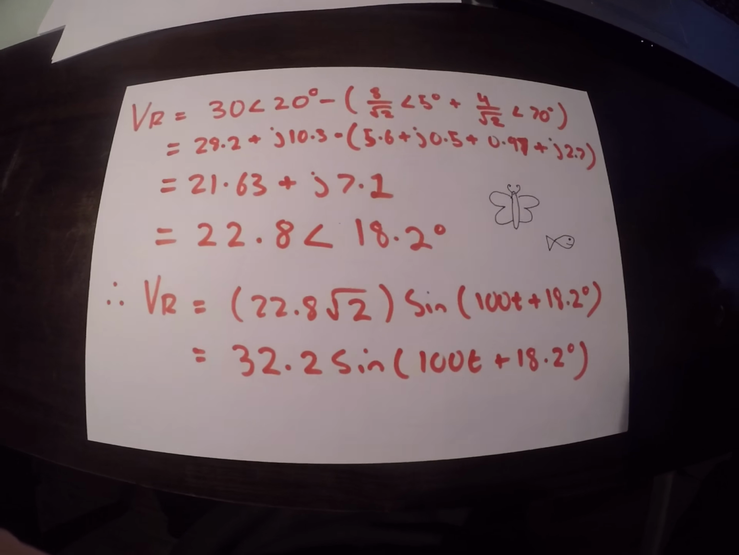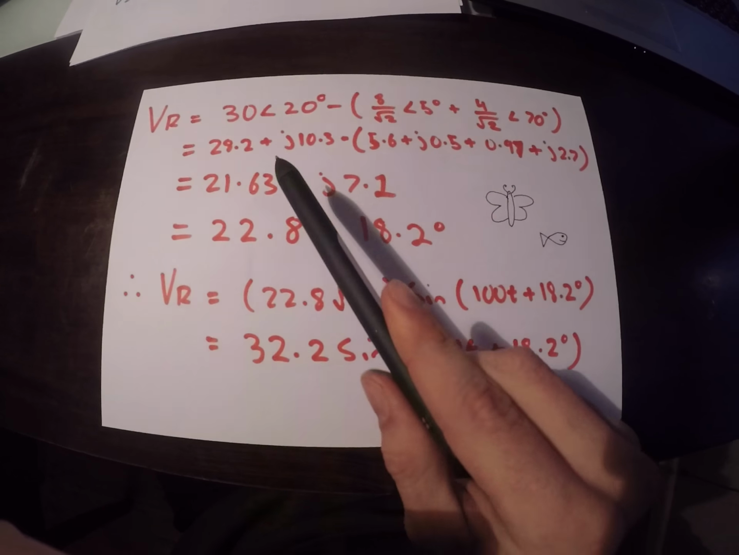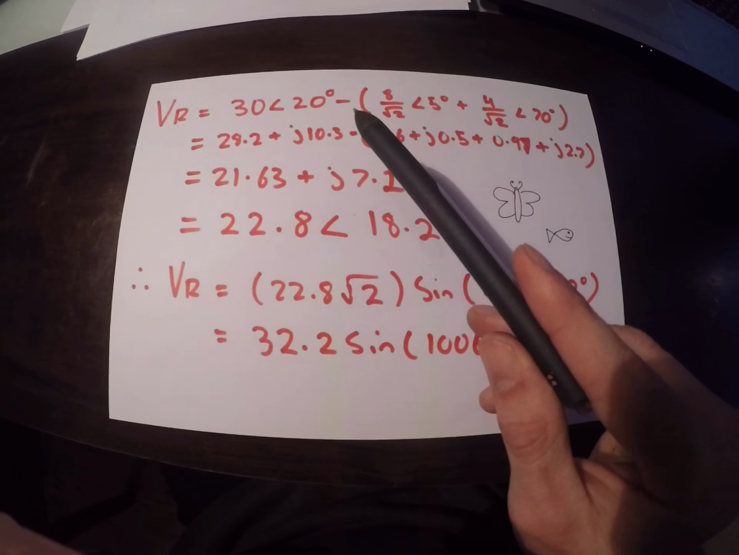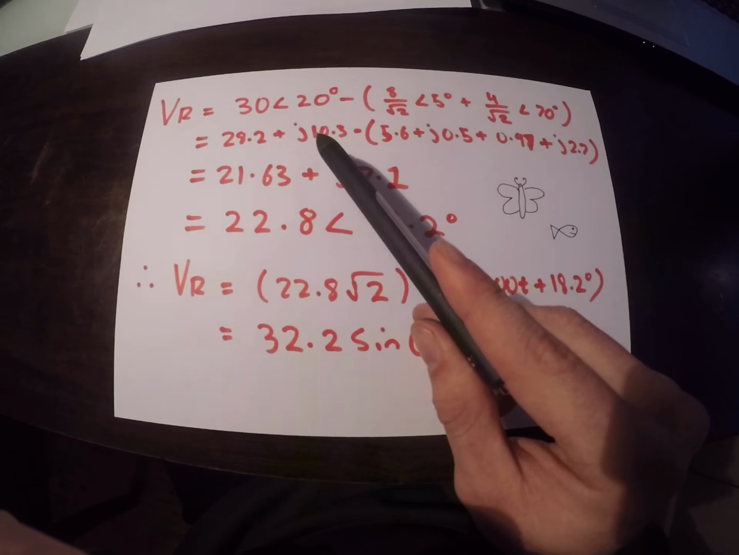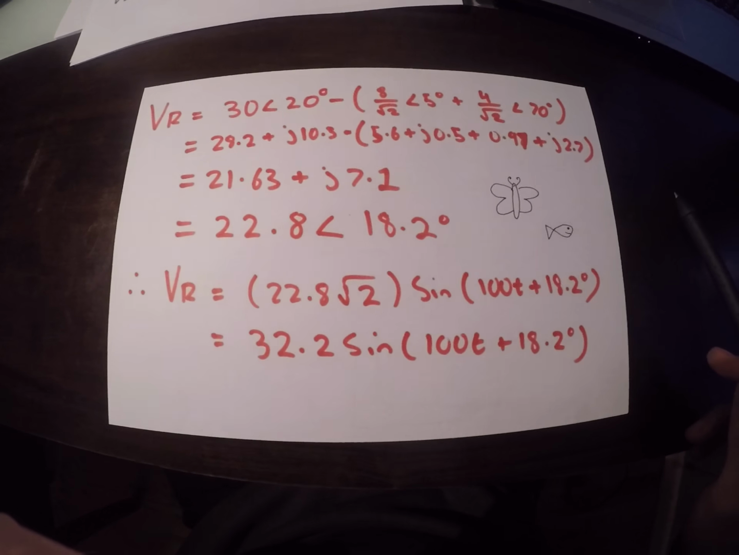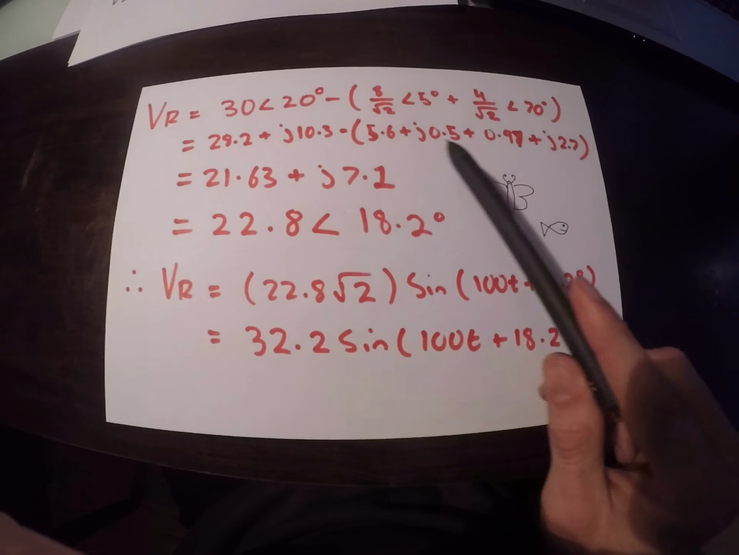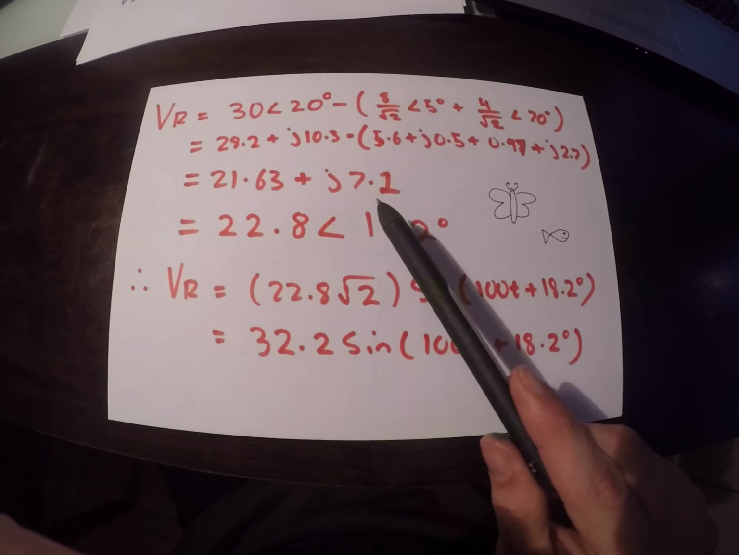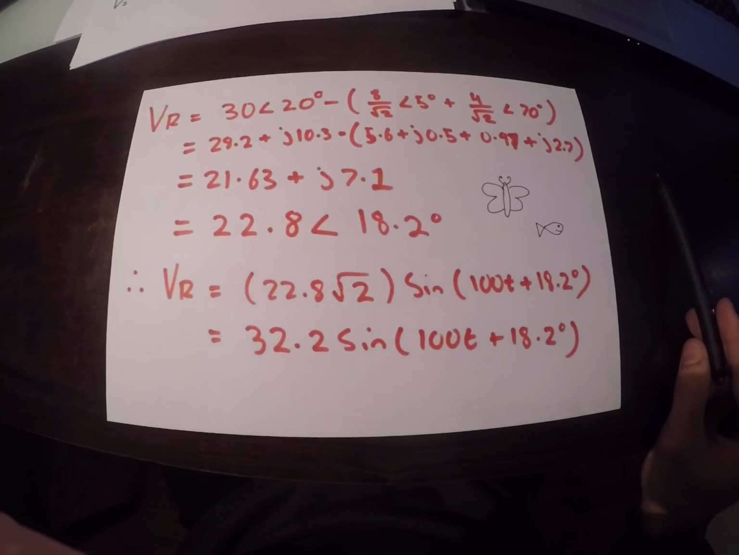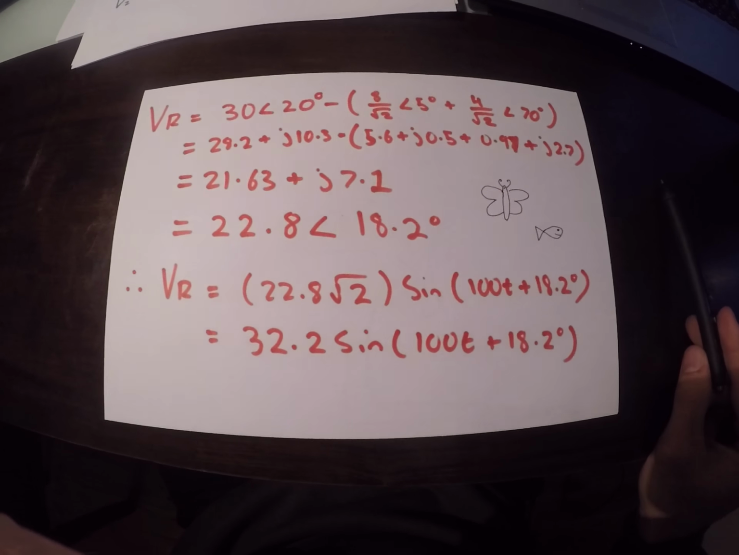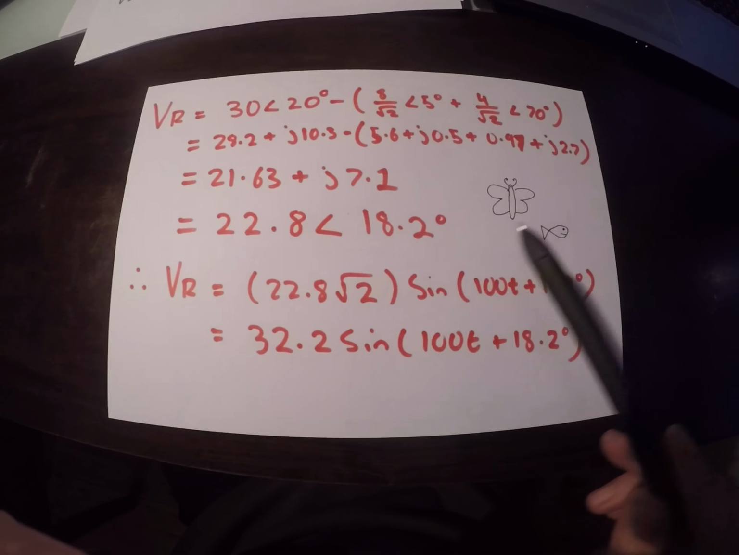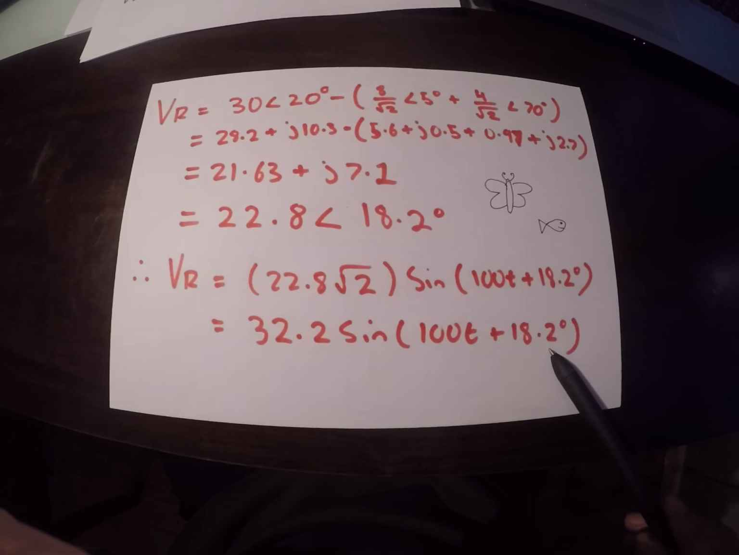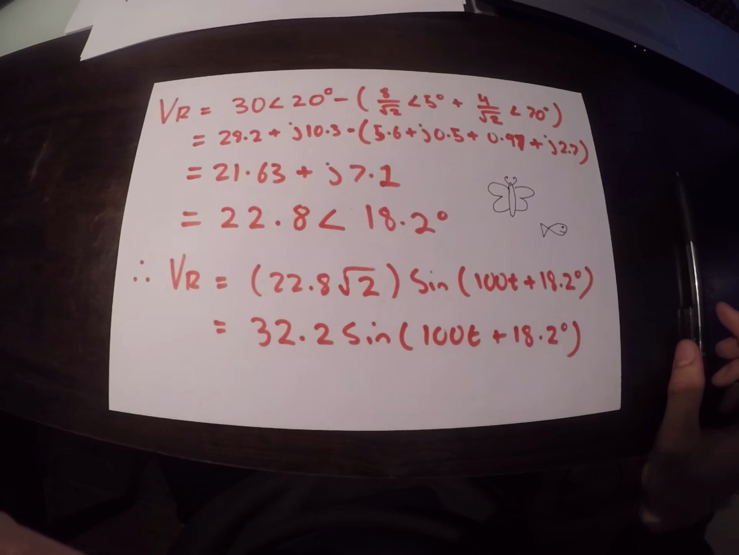Now that we've got them into polar form, we can express it by replacing V1, V2 and the voltage source with their real values. Once we've done that, we can convert them into rectangular form and add like terms to get 21.63 plus 7.1j. We can then convert them back into polar form, 22.8 with 18.2 degrees, and then we can express them back into this equation, and that's how you solve it.